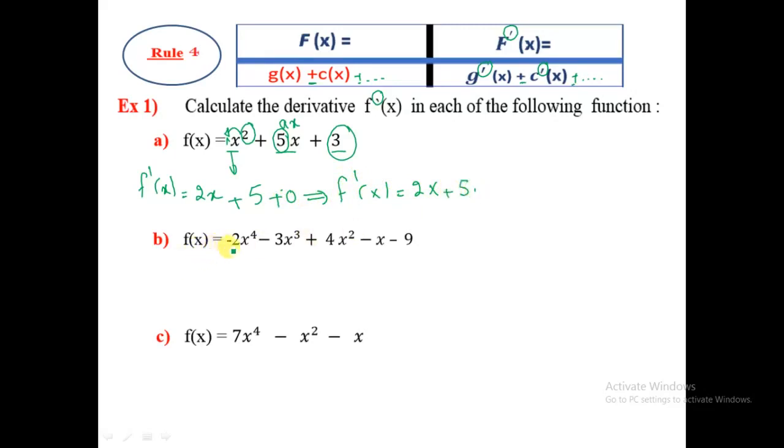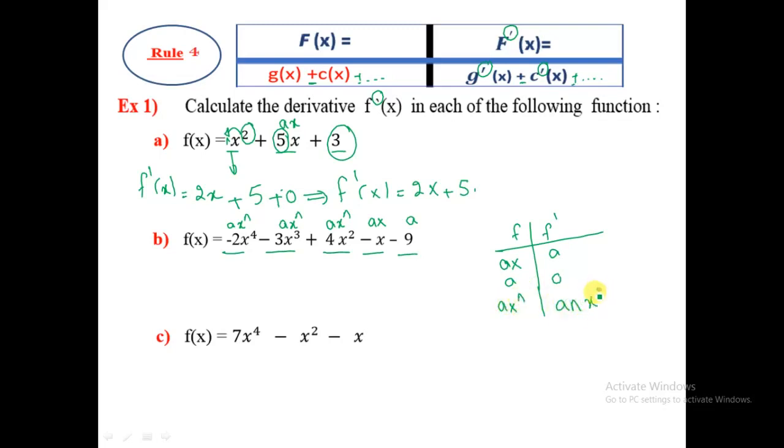Part B, we have f of x equals minus 2x to the power 4 minus 3x cubed plus 4x squared minus x minus 9. The first term is in the form ax to the power n. The second term is also in the form ax to the power n, and the same for the third term, and here in the form ax and here a constant. So we have said that if we have ax, the derivative is a. If we have a constant, 0. If we have ax to the power n, then the derivative is a n x to the power n minus 1. So let's solve part B.